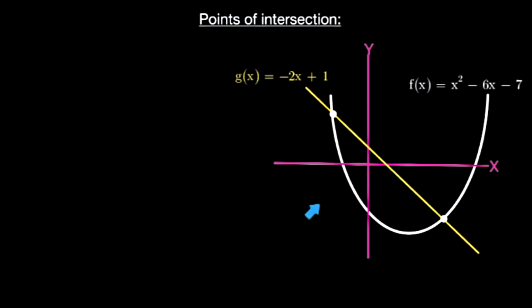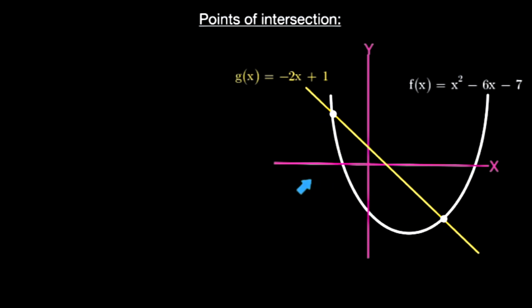In today's lesson we are given the following graphs, this parabola and here is its equation. We are also given this linear line and here is its equation. Now what we want to do today is learn how to find the coordinates of these points of intersection. That is the place where the two graphs touch one another.